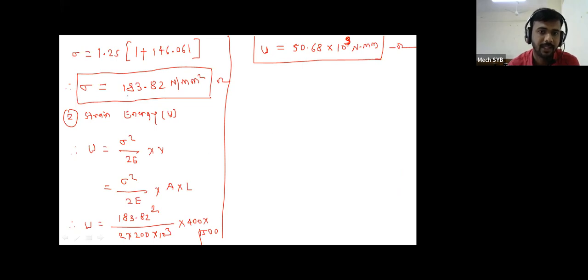But if your final answer is wrong, then immediately you will get 0 marks. So do the calculation 2 times. Verify your answer 2 times. Initially you got 183.82, and if you do the calculation again, you may get another answer. Yes, 50.68 into 10 raised to 3 Newton mm. Don't forget to write down the unit, because a separate 1 or half mark is there for writing the unit. This much strain energy is absorbed or stored in the bar.